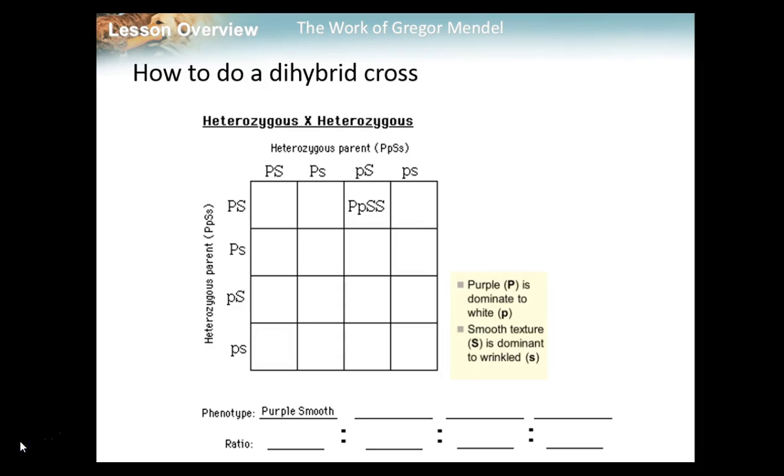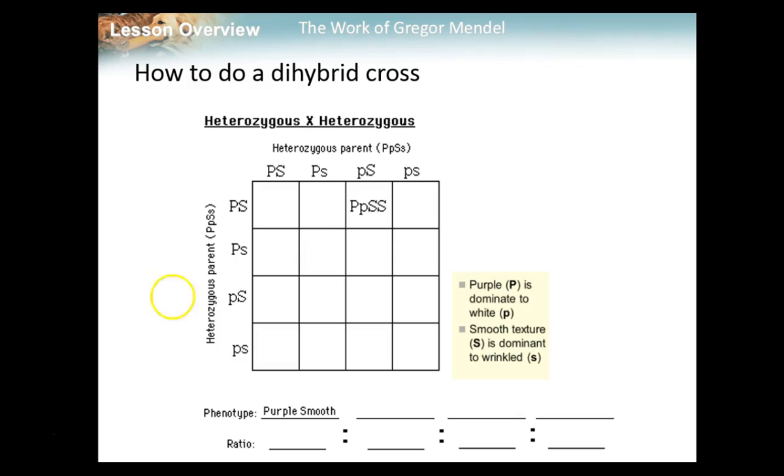Big P is purple and little p is white. Big P is dominant. Smooth is dominant to wrinkled. Smooth is represented by big S and wrinkled is represented by little s. Go ahead and pause this while you take the time to try to set this up and then work it out.